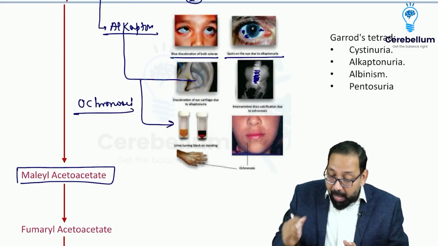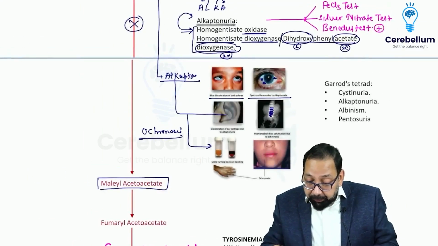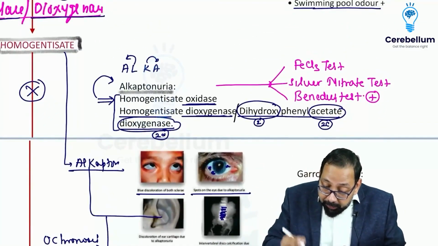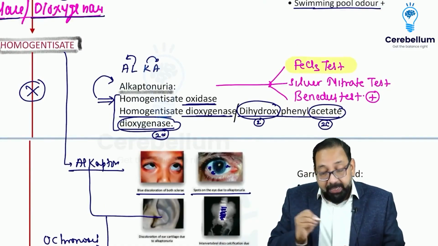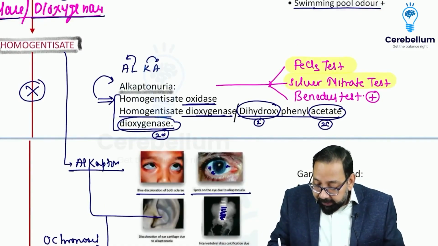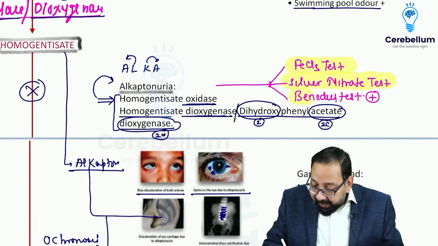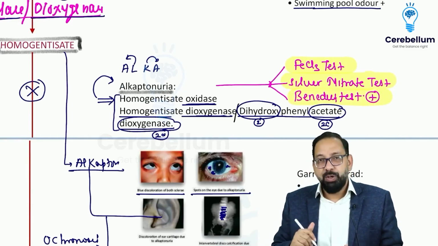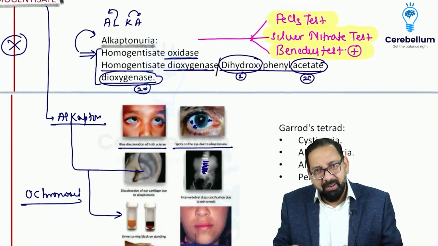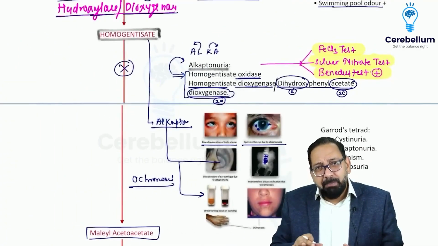Ochronosis. And we found one question that in alkaptonuria, ferric chloride test is positive, silver nitrate test is positive, Benedict test is positive, not so frequently, but just have an idea. So this is about alkaptonuria.